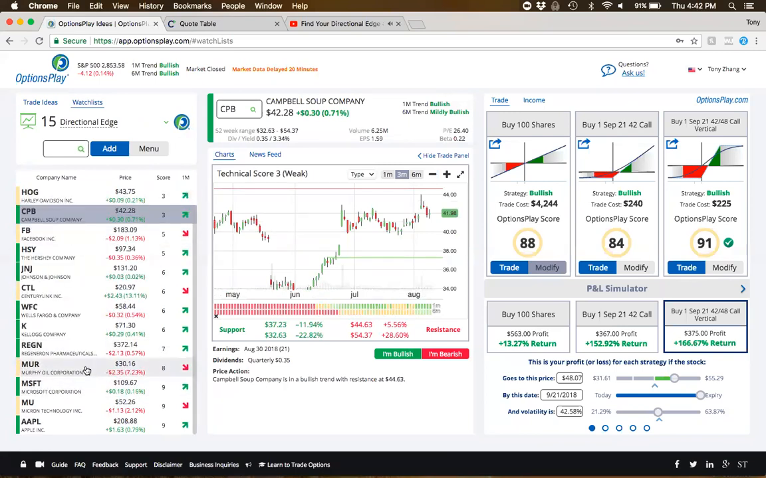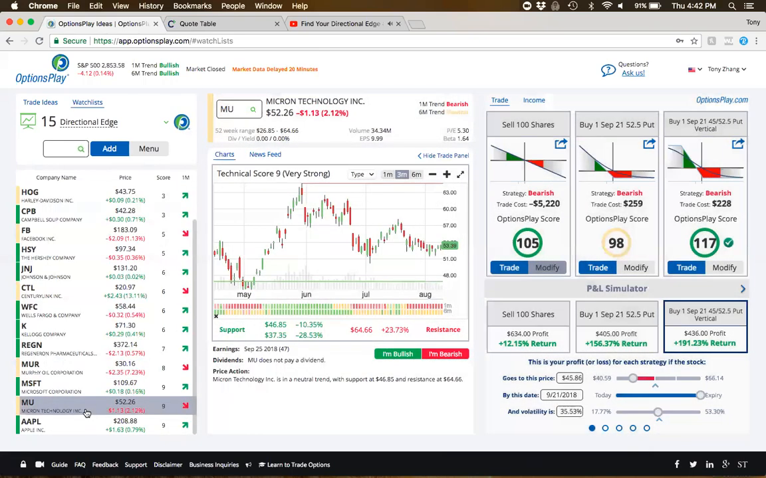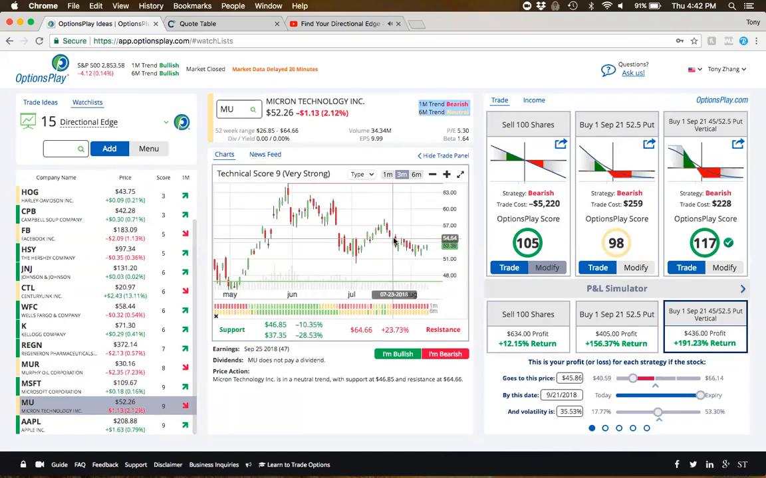Let's just look at one more example. I have Murphy Oil, or actually let's look at Micron, because I think this is a stock that many of you probably trade or follow. Very high flying stock that did very, very well for a long period of time. But as you can see, it's got a score of 9, but the trend is yellow and red, telling me that the 1 month and 6 month trend is starting to turn around and deteriorate in trend quality.